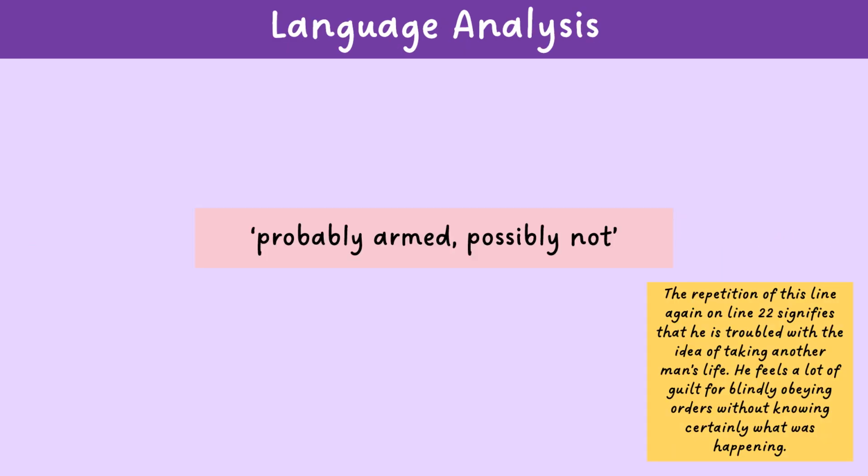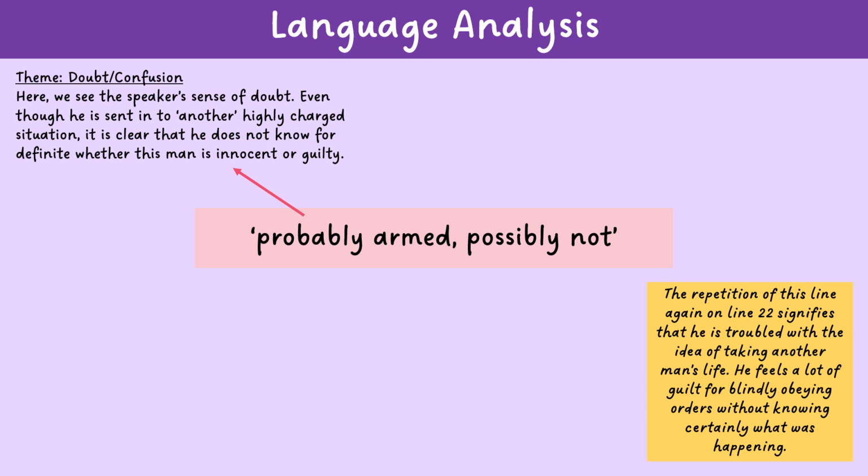So let's move on to language analysis then. The ending line of the first quatrain, "probably armed, possibly not," continues to show us this theme of inner conflict. There is a sense of doubt in the speaker's voice here. Even though he's been sent into another highly charged situation, it's clear that he's battling with himself, as he doesn't know whether this man is guilty or innocent.